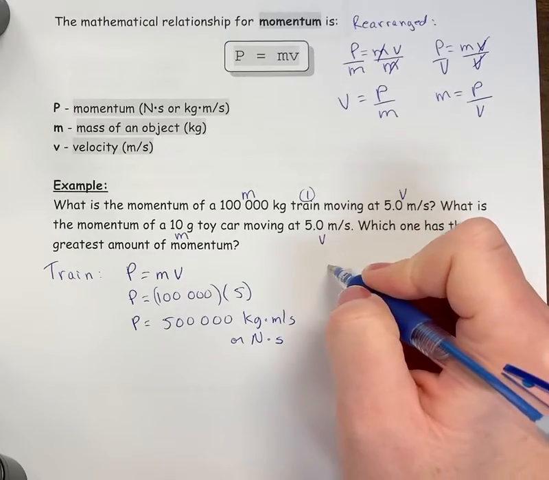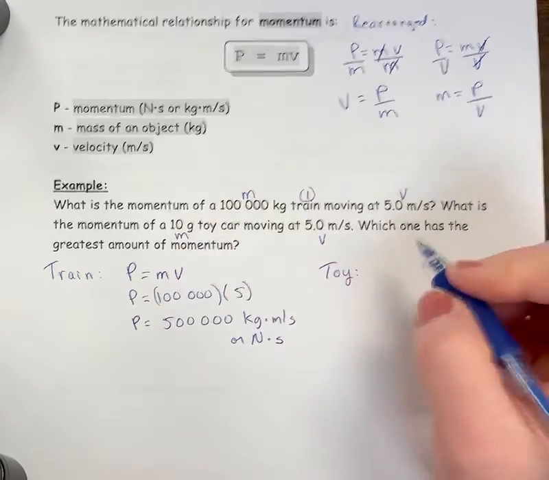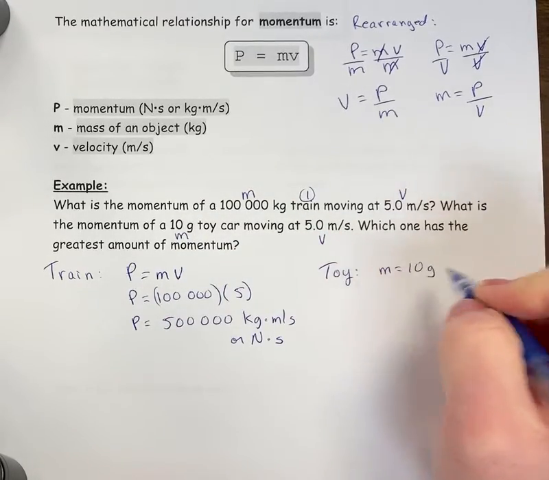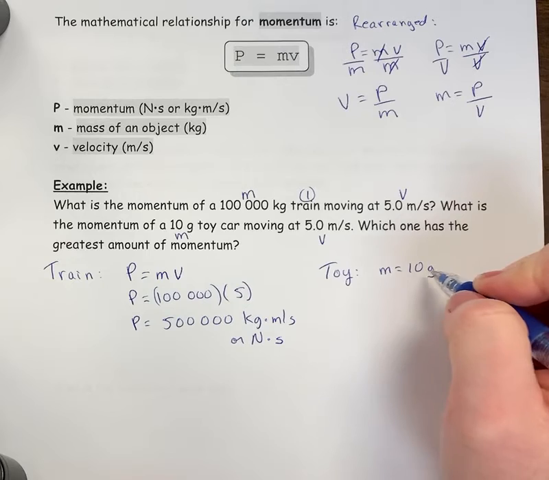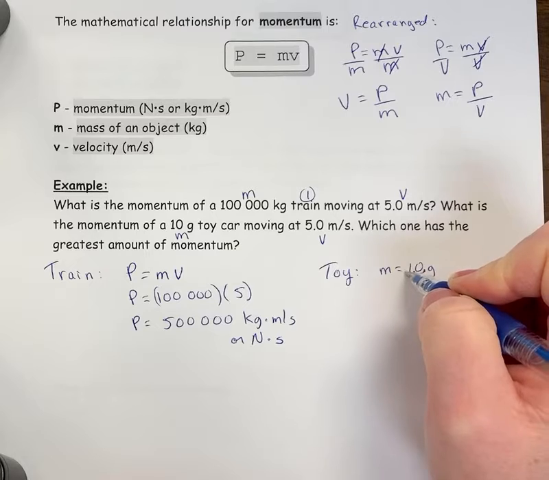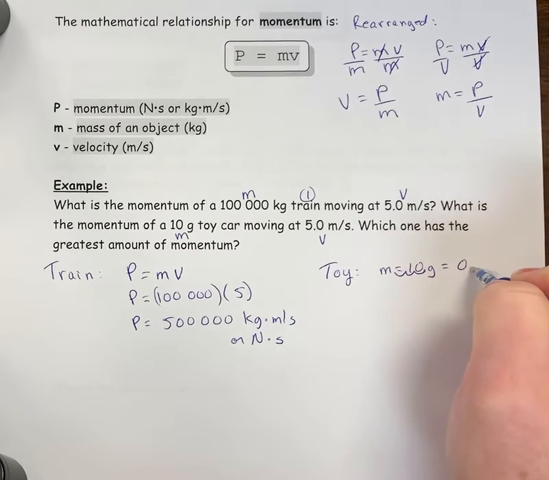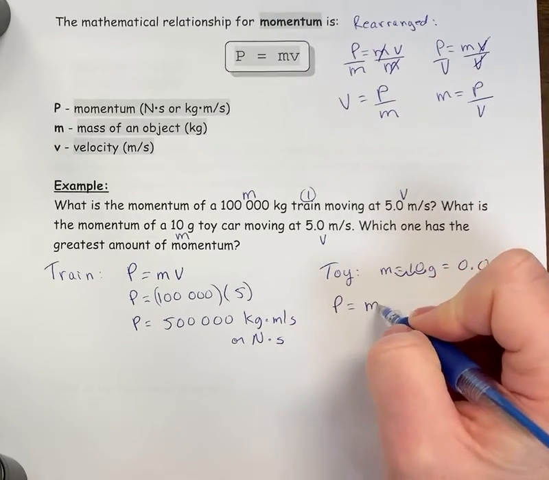Okay, let's look at the toy. The first thing I noticed is that the mass of the toy is in grams. We need to convert that to kilograms. It's going to be a smaller number, so you move the decimal to the left. Going from grams to kilograms, you move it 3 decimals: 1, 2, 3, so you need a placeholder there. This is going to be 0.010 kilograms. You don't have to have the last 0 there, but it helps you visualize it. That's what we're going to use in our formula.